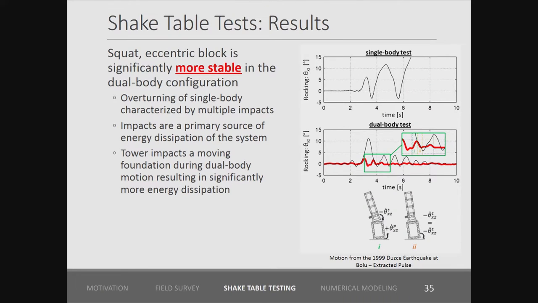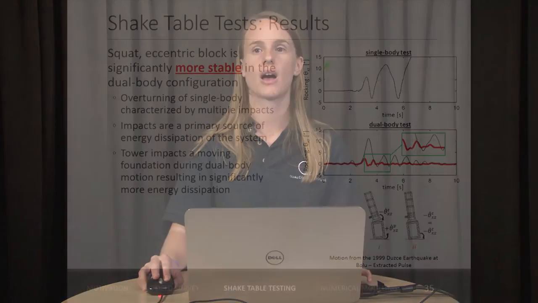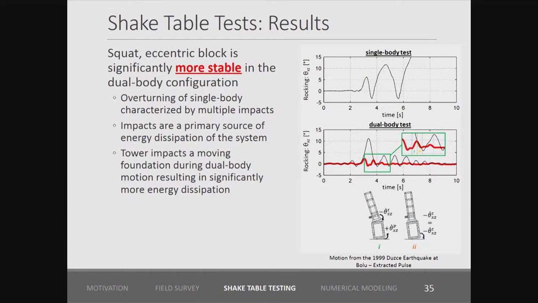Recall that the second primary observation was the increased stability of the squat eccentric body as a dual body system. To study this further, the response of this tower as a single body is shown on the uppermost at the right-hand side. And what's observed is that it does overturn. However, it does so only after multiple impacts with its foundation, where these impacts are considered zero crossings of the time history, or a rotation or uplift against the opposite rocking point.